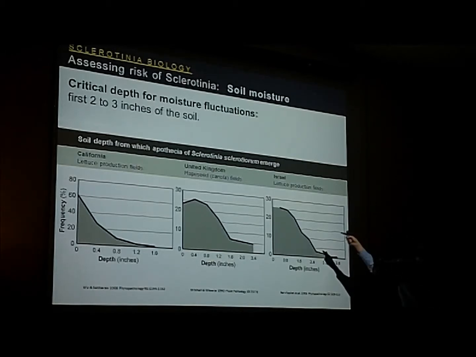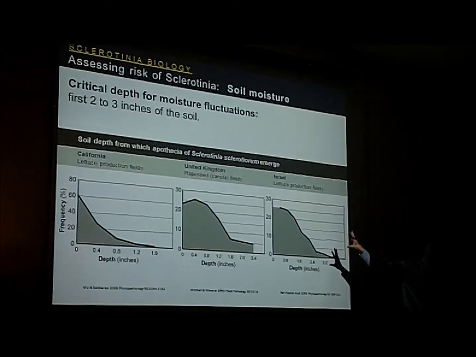What's the depth we care about? We only care about the depth from which these sclerotia can germinate to form the apothecia. Okay, so if you have sustained soil moisture 6 inches deep, that doesn't matter for Sclerotinia. What matters here is the first 2 to 3 inches of depth.